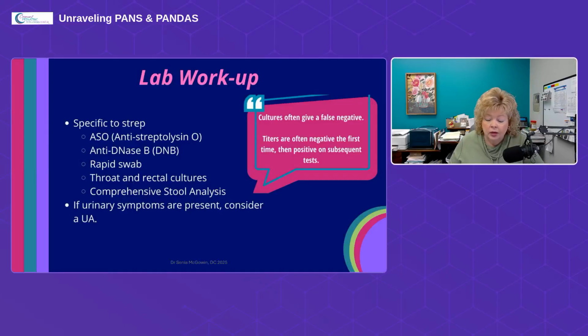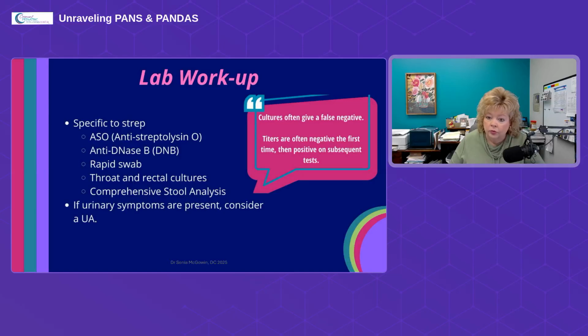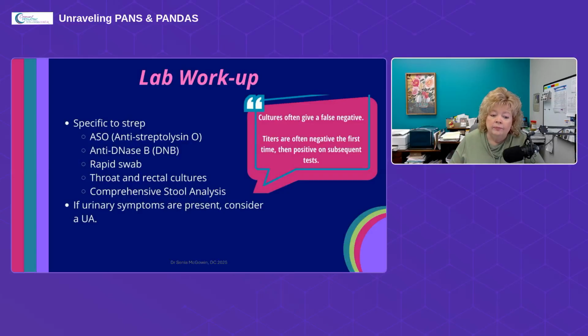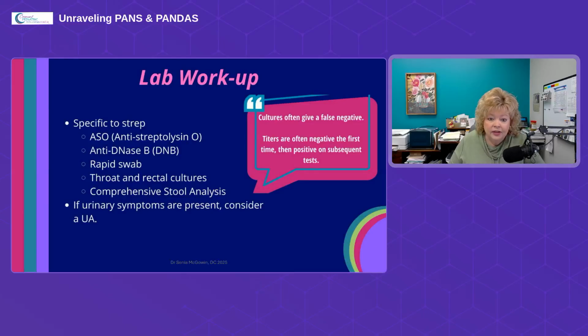Sometimes we'll do a swab of the throat when they're in the office. Sometimes we'll do a throat culture or rectal culture. Sometimes we also do a comprehensive stool analysis. If we're kind of striking out on blood work, a lot of times strep will show in the gut instead of the blood. And cultures often will give a false negative. These are kids who, their immune systems are very dysregulated. So it's hard sometimes to get truly accurate labs on them.